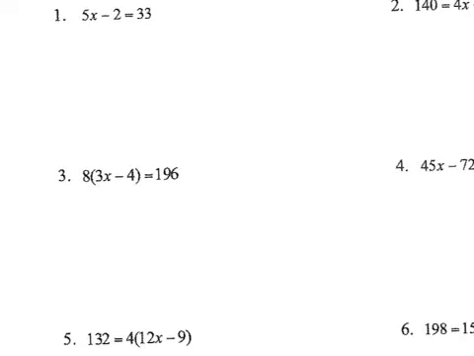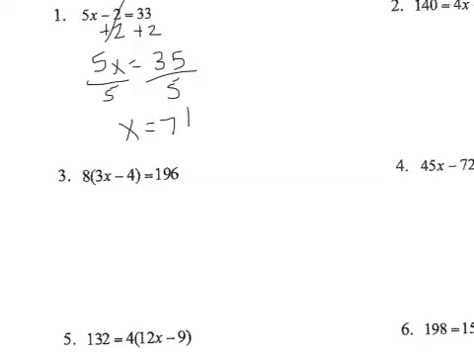In problem number 1, first we're going to add 2 to both sides. We are doing this because a negative and a positive of the same number makes a 0, so you're essentially getting rid of it on the left. Now you're left with 5x equals 35. Your last step is to divide by 5, because the 5 and the x next to each other means multiplication. The opposite is division. So you can see that x is 7.